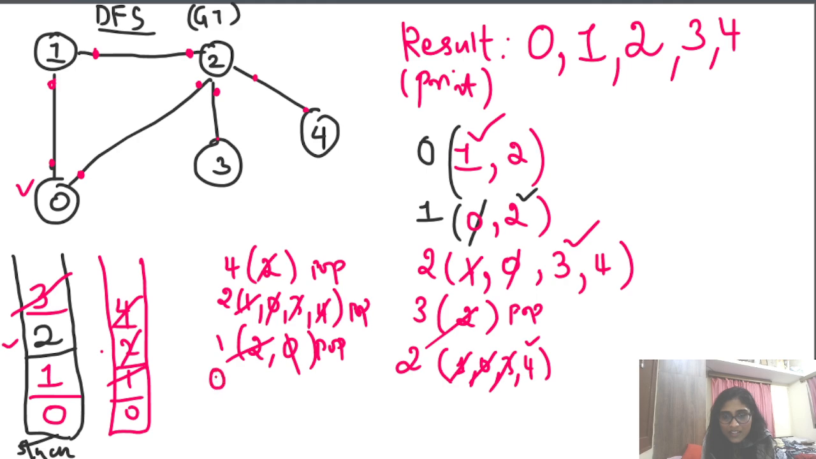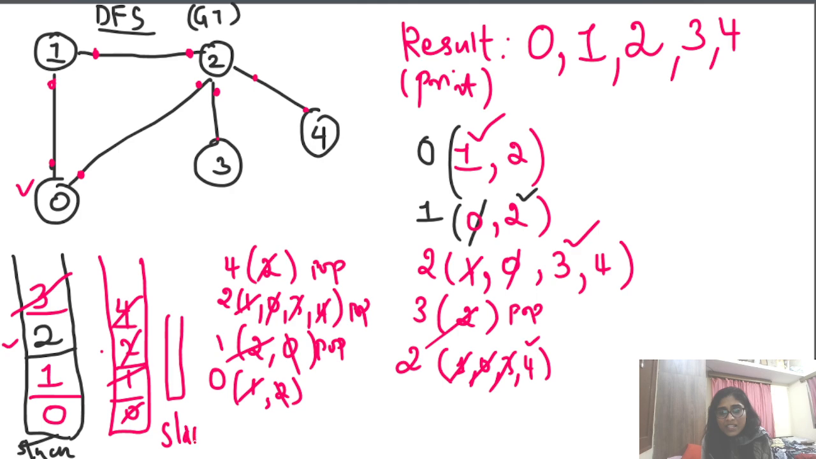What is the element that is remaining? 0. Now explore 0. Go to 0 and find out what the nodes are. 0 is friends with 1 and 0 is friends with 2. 1 is already printed, no need of exploring that. 2 is already explored, nothing is there. So, can I just pop out 0? Now the stack is empty.